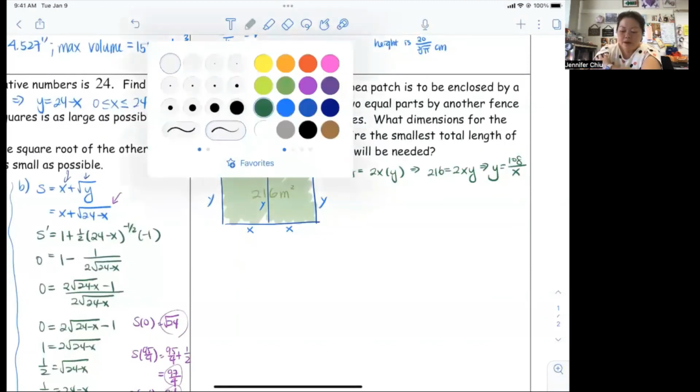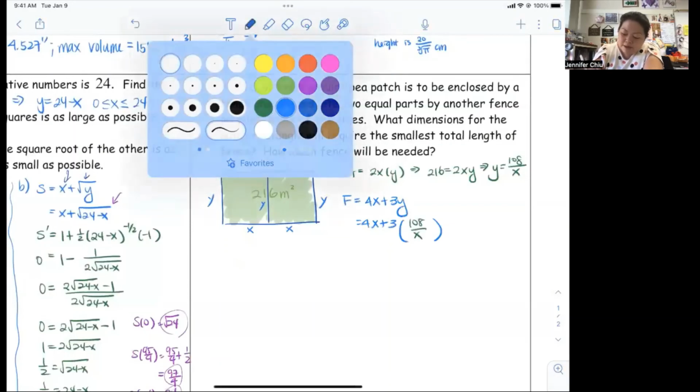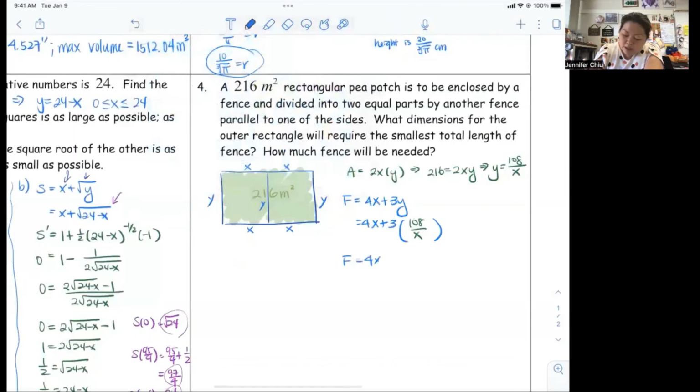All right, now we're looking at the fencing. So how big is the fencing? Well, fencing has 1, 2, 3, 4. So 4 X's plus 3Y. And I want to minimize this, right? But before I minimize, I want to replace that Y so that it's a one variable equation. So you get 4X plus 3 times Y. My Y is 108 over X. So my function for fencing is 4X plus 324X to the negative 1. And you know why I'm doing that, because then it's easier to take the derivative.